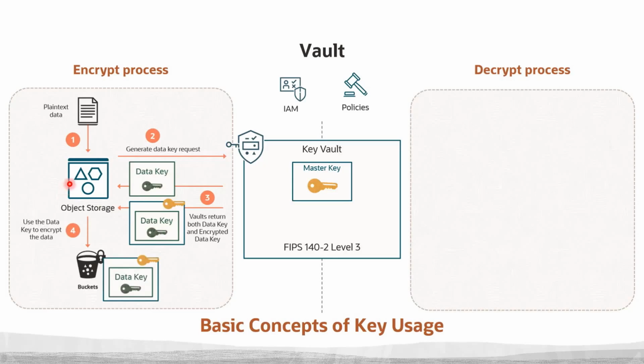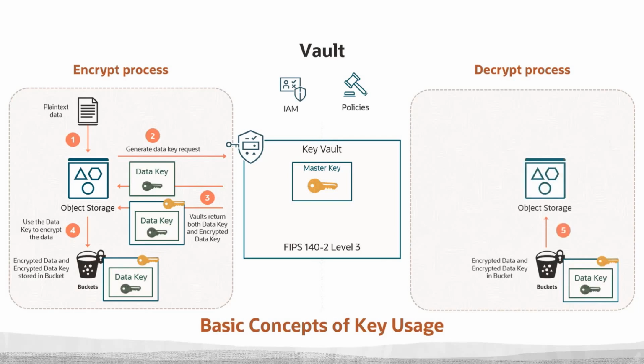Now, the object storage is going to use the plain text version of the data key and it performs the encryption. Now, what is stored here? You see there is an encrypted data and encrypted data key that is stored in the bucket. Now, at the time of making a request to decrypt this data, the object storage now makes a request to the Vault and it sends the encrypted data key as part of the request.